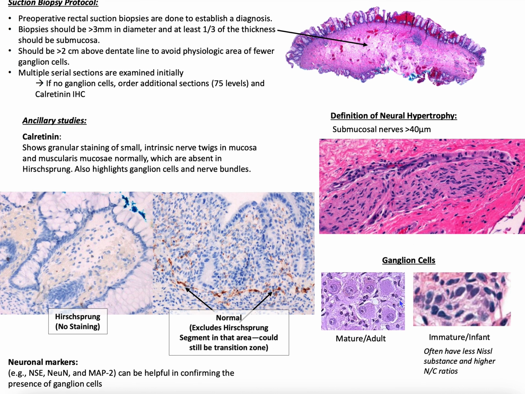And of note, it's important for us to note that we associate ganglion cells with very epithelioid cells with prominent nucleoli. But this is only in mature adults. The immature ganglion cells, as you can see in infants, often have less Nissl substance, that granular substance, and have a higher N/C ratio. So it's important to recognize that. And then neuronal markers like NSE, NeuN, and MAP2 can be helpful in confirming the presence of ganglion cells.